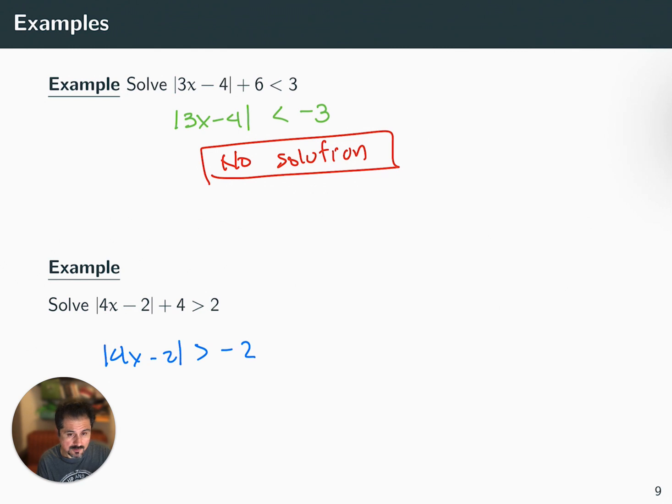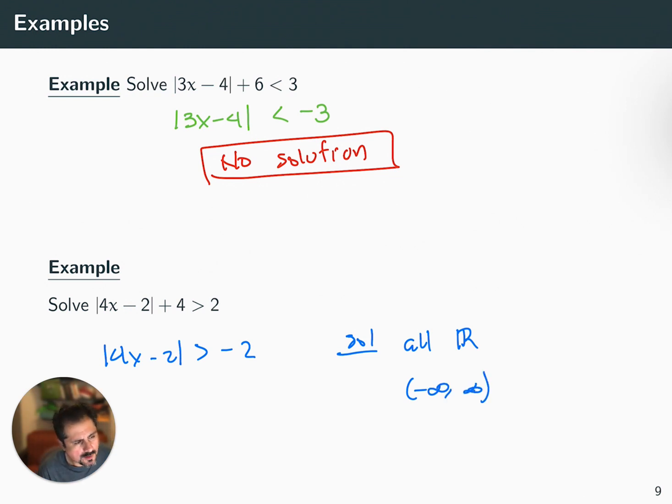So this one is the opposite. What values of x would make this statement true? Any value of x, right? Because regardless of what the value of x is, the left side will always be positive or 0 at least. So the solution is all real numbers, or you can write negative infinity to infinity.